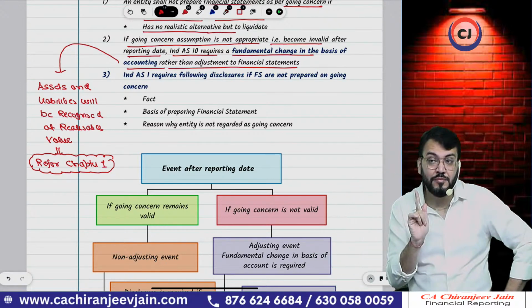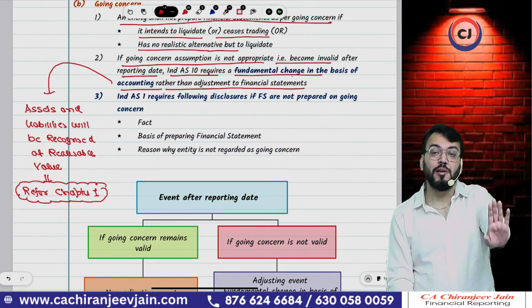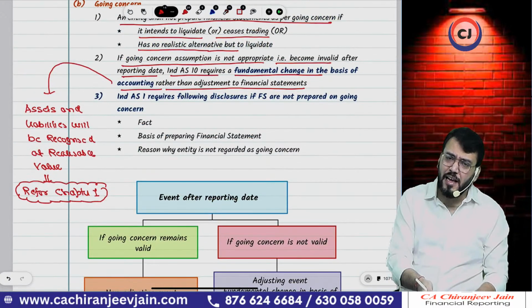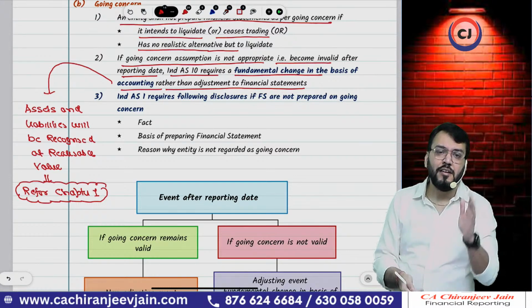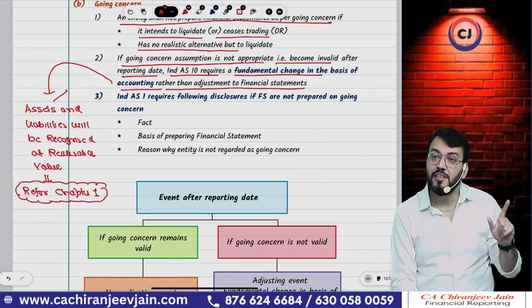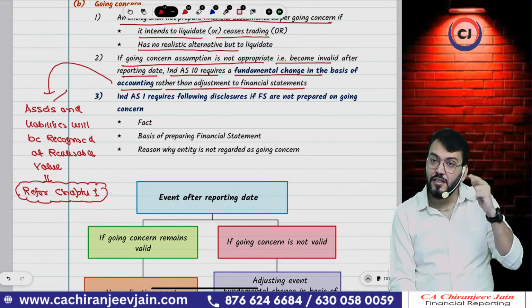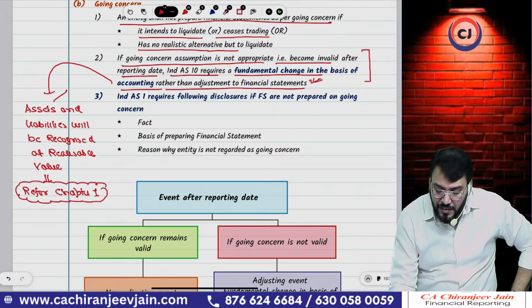That is wrong. They have used only what words? Fundamental changes in the basis of accounting. Then you can write, on an expert opinion, it means that assets and liabilities should be recorded at realizable value. But this para is not given under Ind AS 10. Chalega? Understood? Yes, sir.